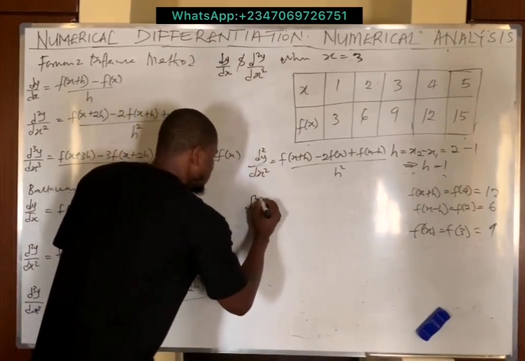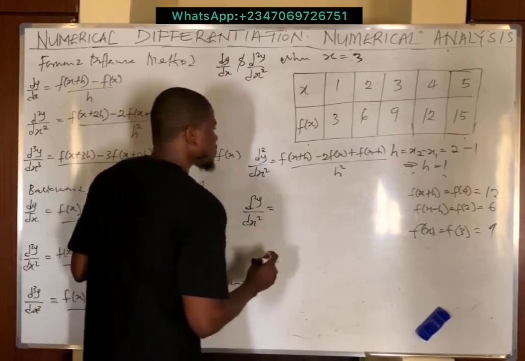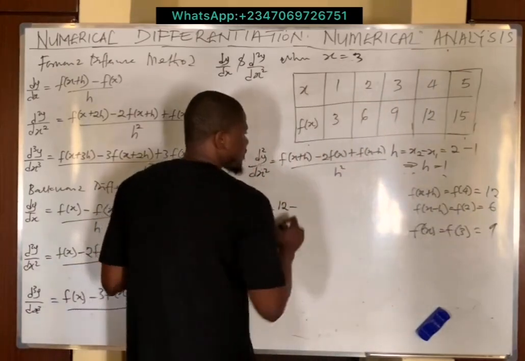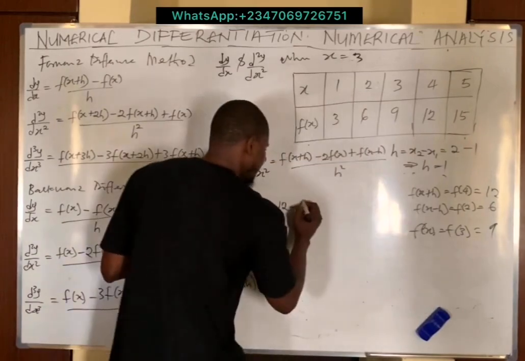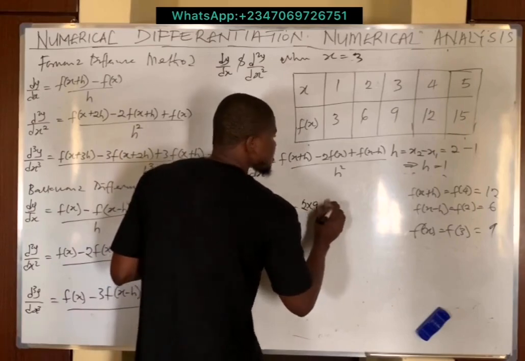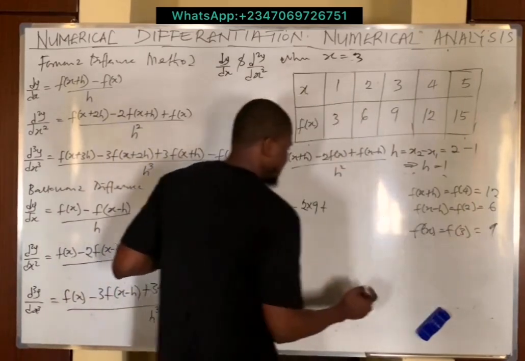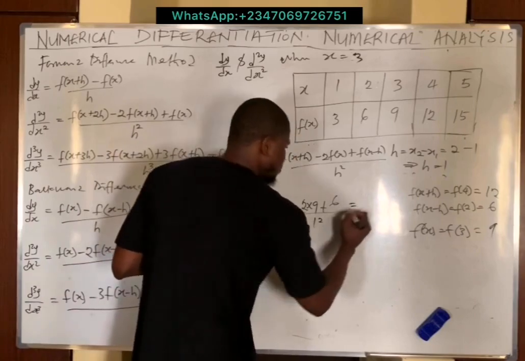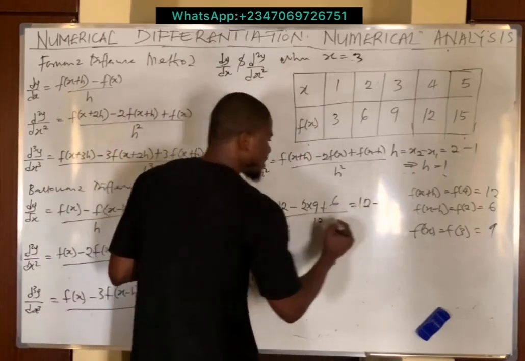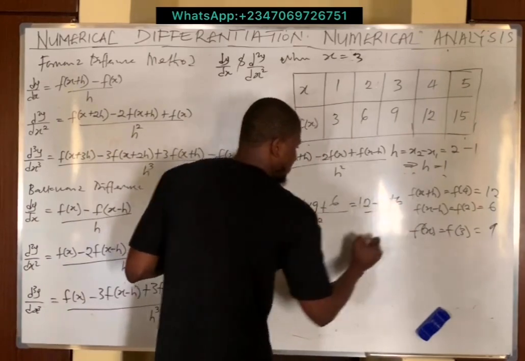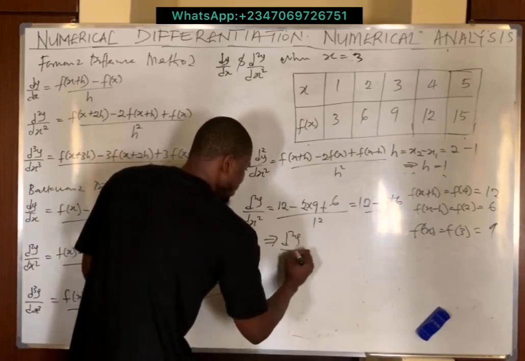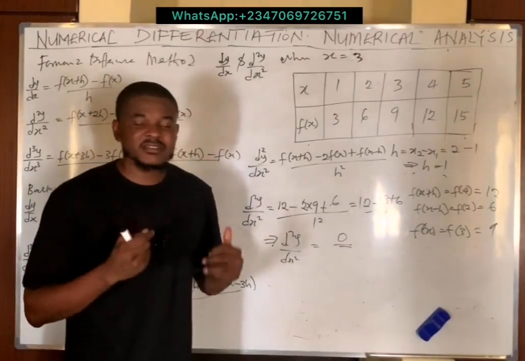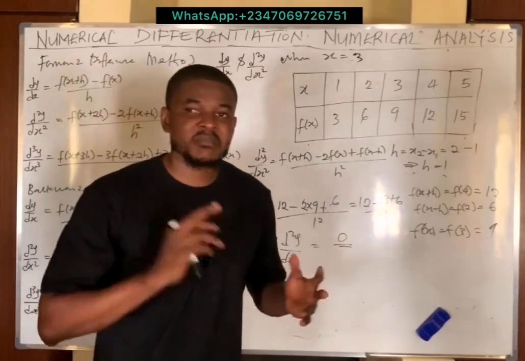This means that d squared y over dx squared is going to be equal to f of x plus h, the value is 12. Okay, so you have 12 minus 2f of x. F of x here gives us 9. So minus 2 times 9, plus f of x minus h, that gives us here 6. So plus 6, all over h is 1, so 1 squared. So this is going to be equal to 12 minus 2 times 9, once again 18, plus 6, all over 1. So you see that the double derivative, d squared y over dx squared, is equal to 0, which also matches the answers we've obtained previously using the forward and the backward difference method.